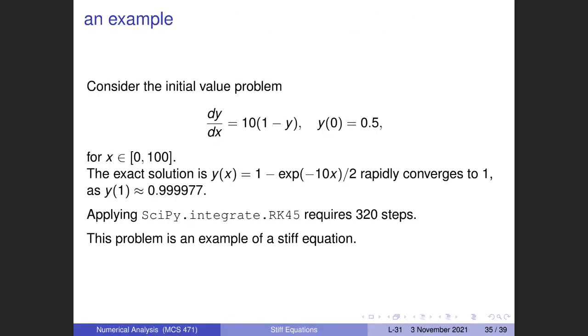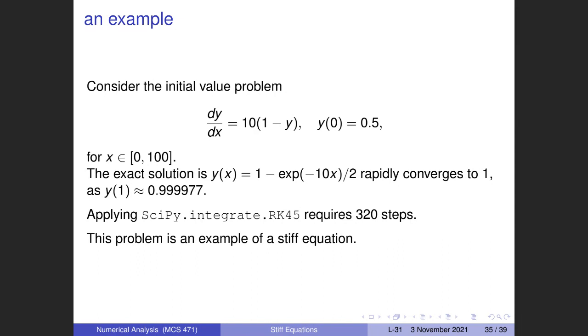All right, so it is rapidly converging, but if you use the RK45, that used only 6 steps on the test equation. Remember, here on this relatively simple problem, you actually need 320 steps. So on this simple, rapidly converging solution, you actually need so many steps. So it is an example of a stiff equation.